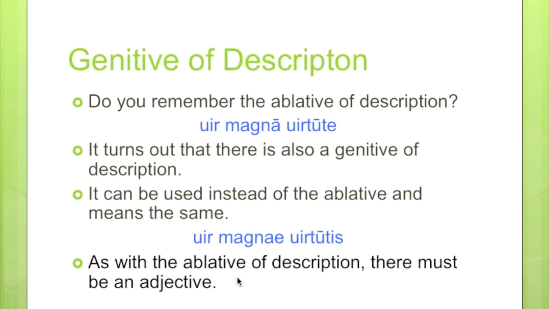By the way, as with the ablative of description, there must be an adjective in the genitive of description. You could not simply say, for instance, vir virtutis, a man of virtue. You must say a man of great virtue. There always has to be an adjective. And that's that.